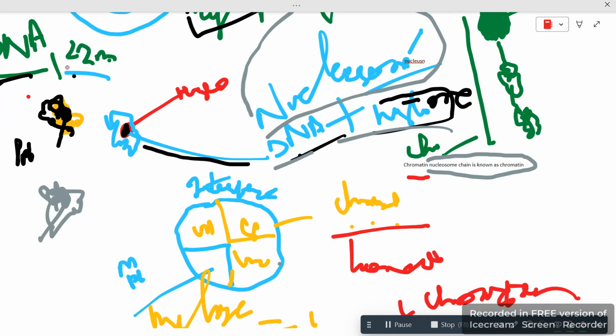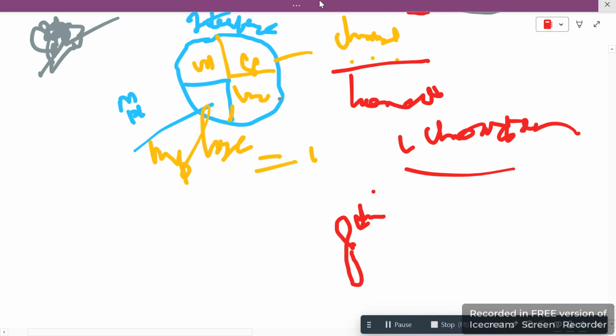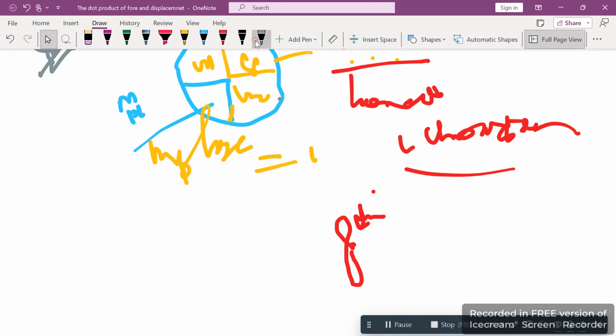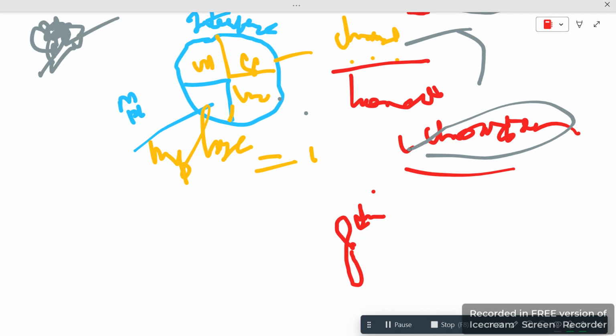Why is there a covering? Just because DNA is 2.2 meters long. How long? Very long. So how is it possible to make it present in the cell? Just because of that covering, DNA plus histone is known as a nucleosome. Then the chromosome is simply when that chromatin is converted to another form, and that form is known as a chromosome.